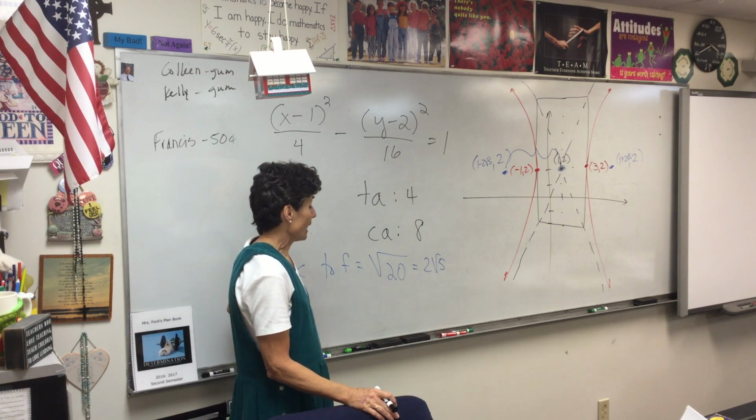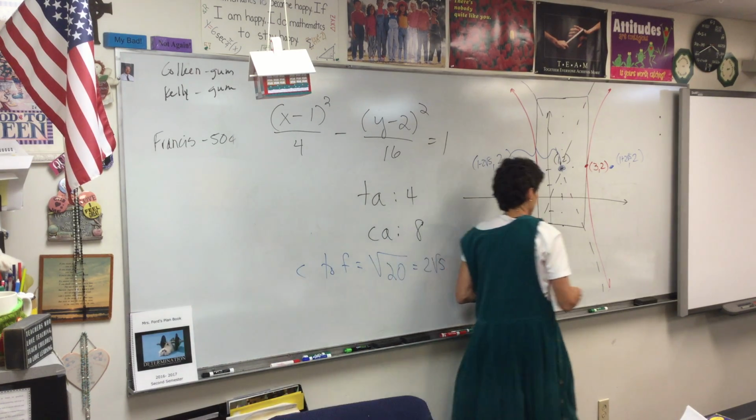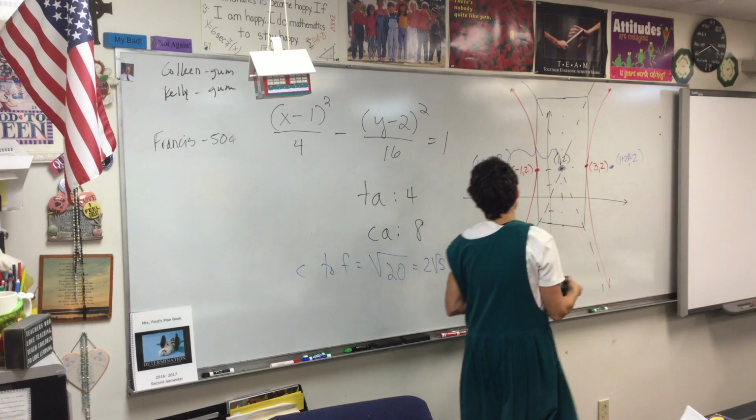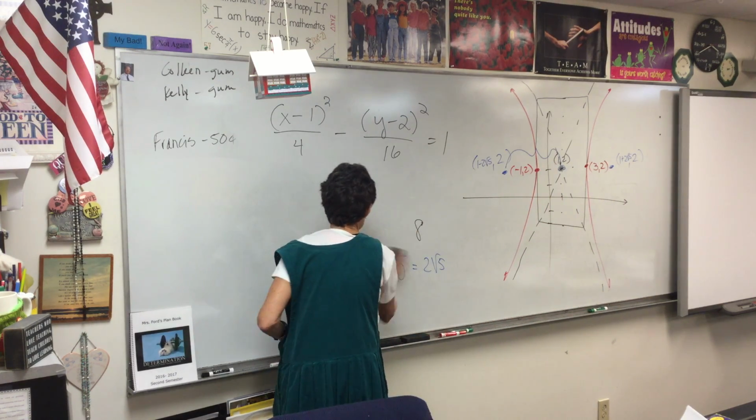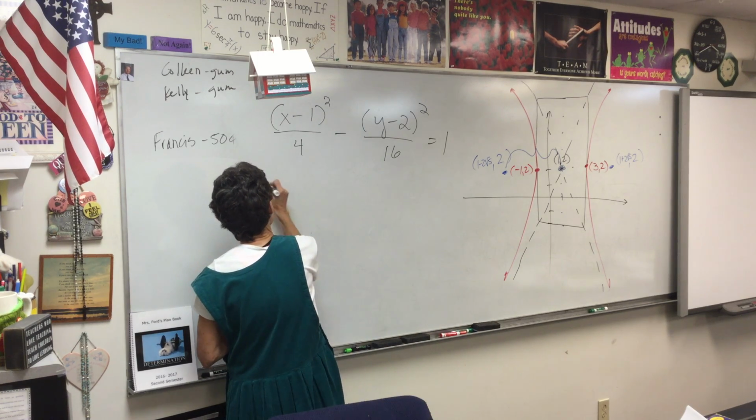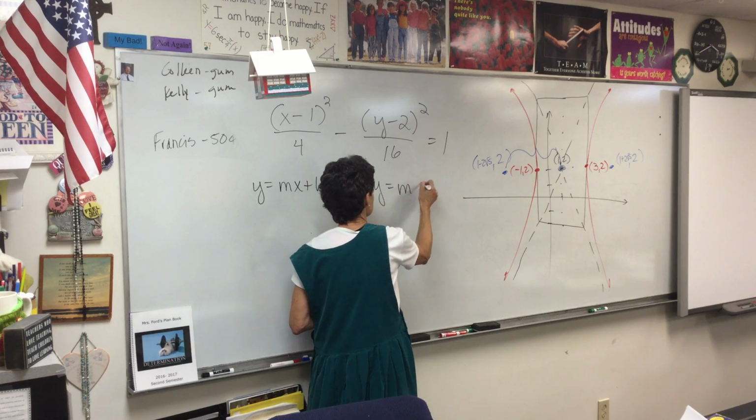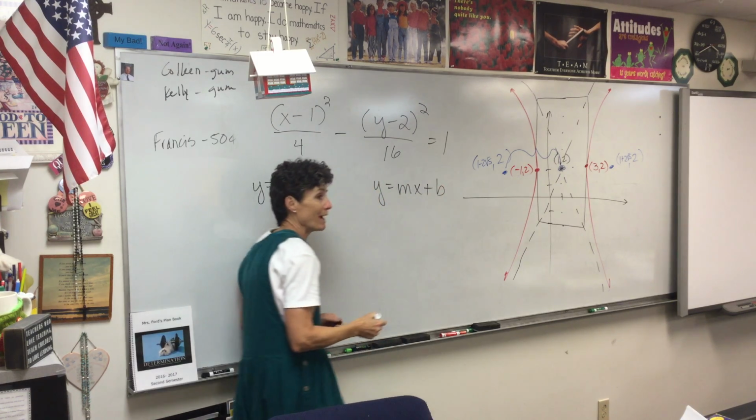Okay, last thing, asymptotes. The asymptotes are lines, right? So what is our framework for lines? Y equals mx plus b. And because there are 2 asymptotes, we get to do it twice.